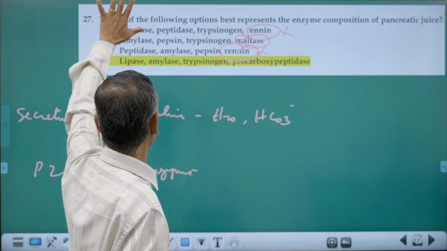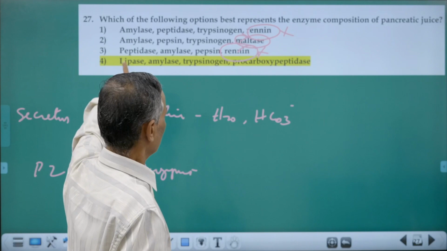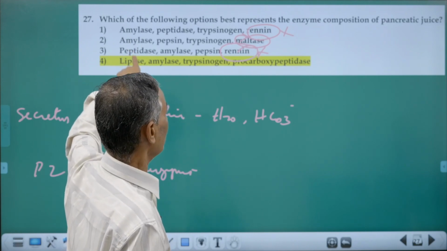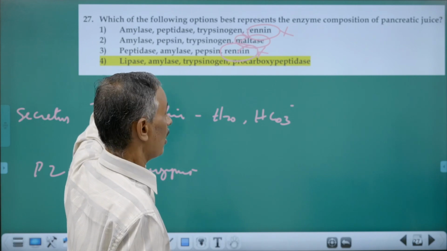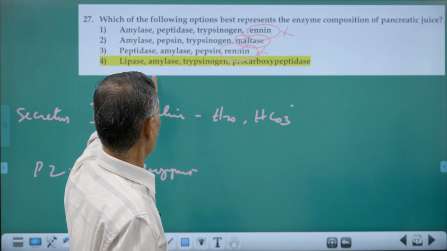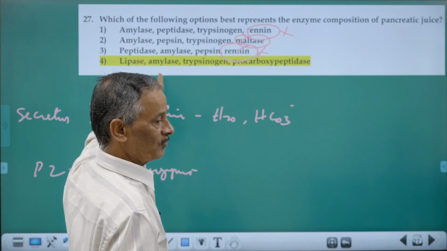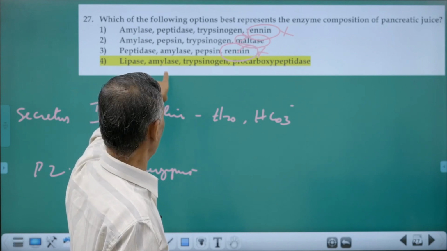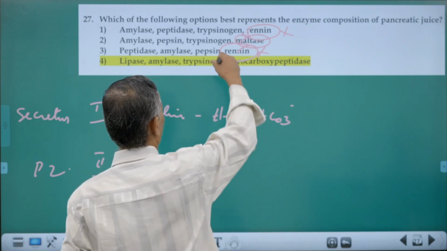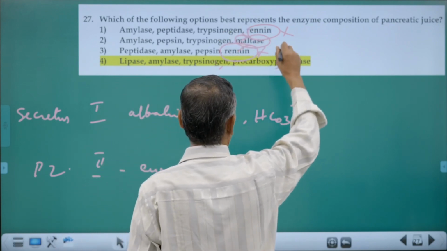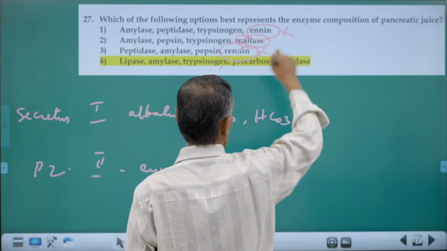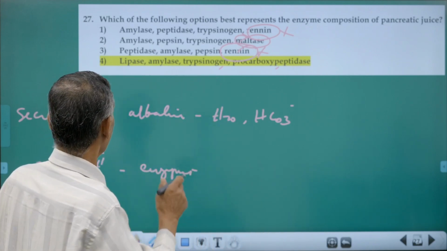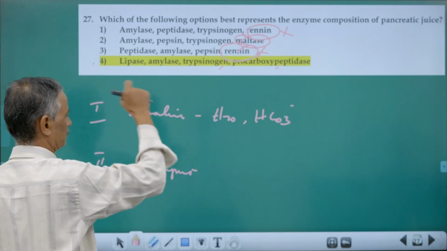So we have eliminated the first 3. Lipase, the most powerful enzyme which can digest lipid, is present in the pancreatic juice. It is called steapsin. Amylase digests 70% of the starch, pancreatic amylase. Trypsinogen, the inactive form, and procarboxypeptidases are all protein-digesting enzymes of the pancreas. So that is the correct answer.